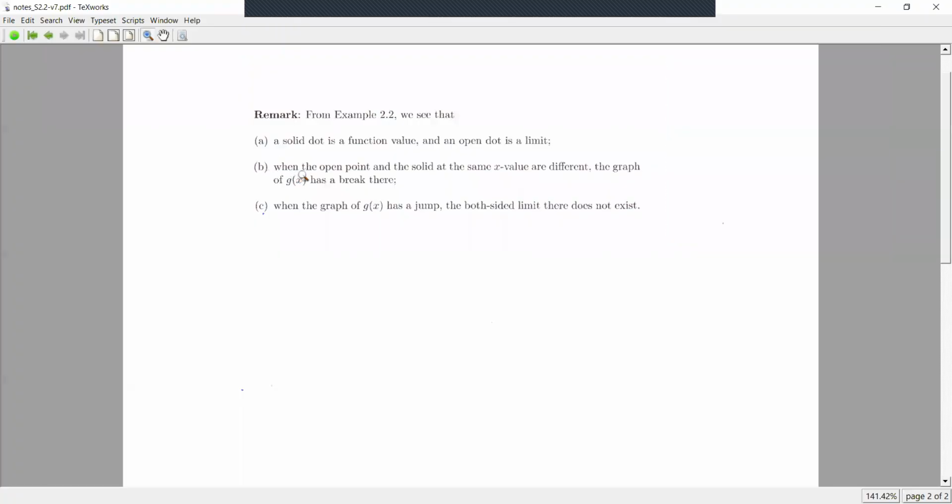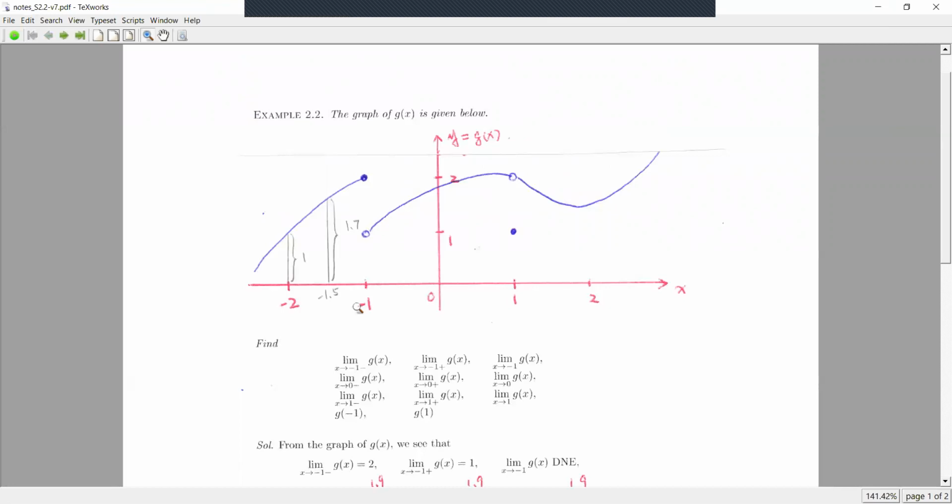B. When the open point and the solid point at the same x value are different, the graph has a break there. This graph has two breaks. One is at -1, the other one is at 1. Solid point and open point, they are not at the same position, they're different.